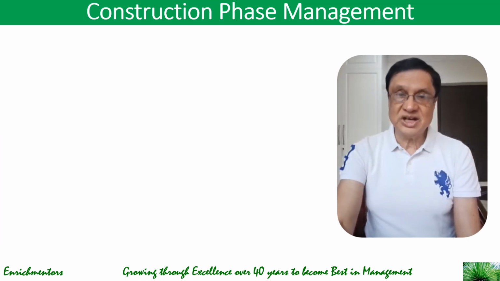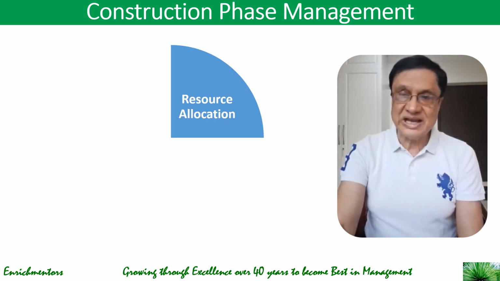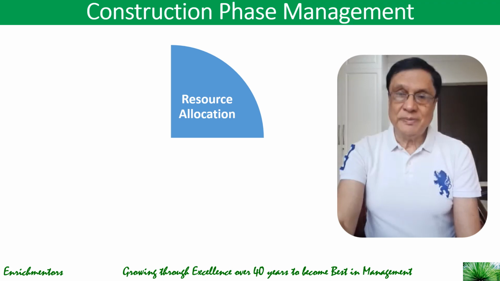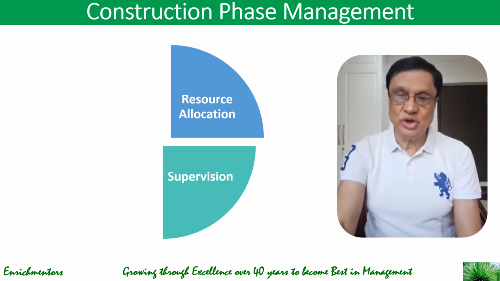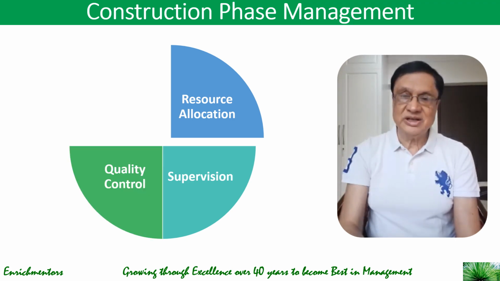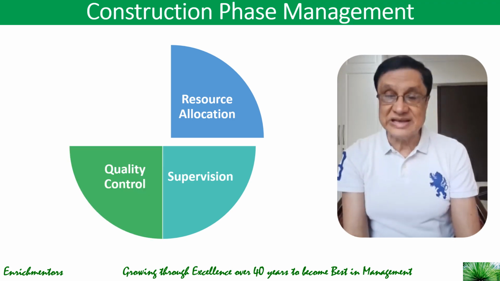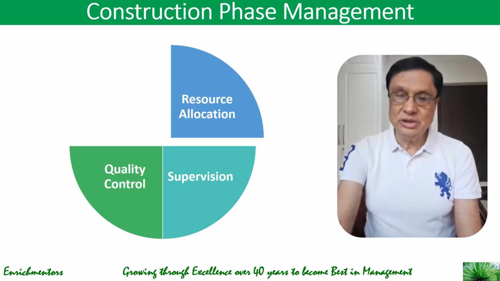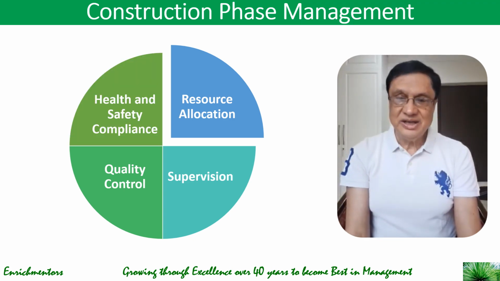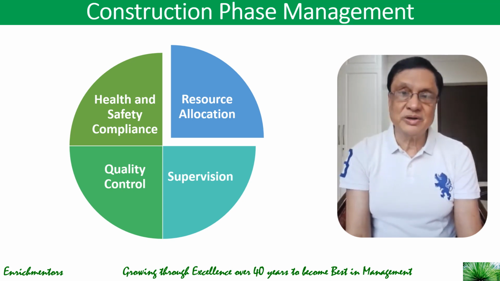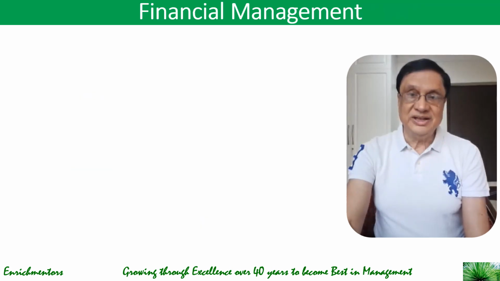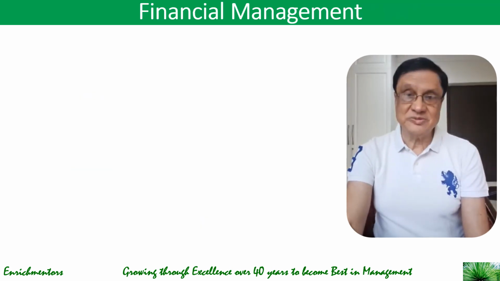Then you get into the actual construction phase, and there you start doing resource allocation, ensuring optimal use of labor, materials, and equipment. Then you oversee the on-site activities and ensure adherence to plan. Then you maintain construction standards and inspect materials and work being done, and ensure worker safety and that you are adhering to the regulations. So health and safety compliance is an important part of construction phase management. And there is financial management involved in construction management, obviously. You need to track the costs.